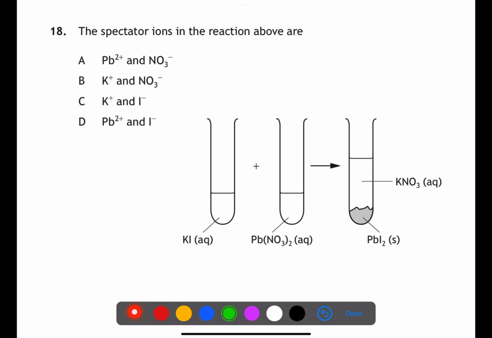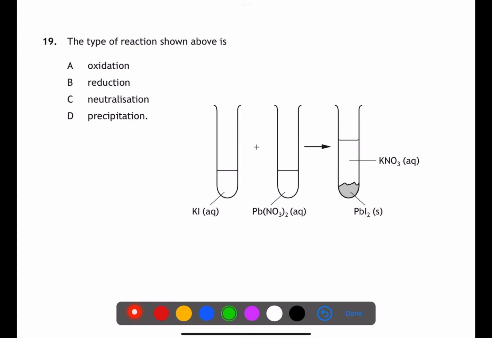In question 18, we're looking for the spectator ions. Those are the ions which do not take part in the reaction, and therefore will be KNO3. That will be B. In question 19, we're looking at what type of reaction this is. We have 2 solutions producing a solid, making this a precipitation reaction.